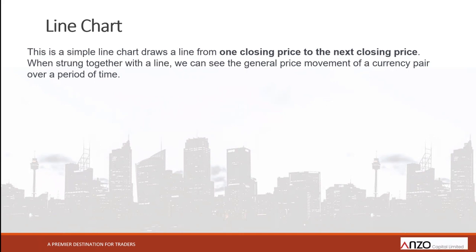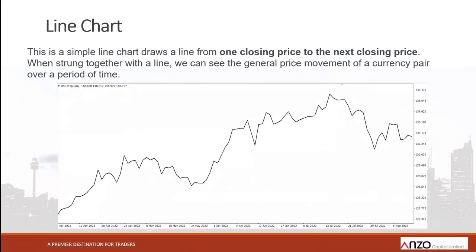So the line chart shows you how price has moved over a period of time, taking into consideration only the closing price. This is what it will look like. It will look like a string of lines. You can see that this is time on the x-axis, and then on the y-axis here, you can see that this is price. So over time, this is how price has been moving, taking into consideration only the closing price.